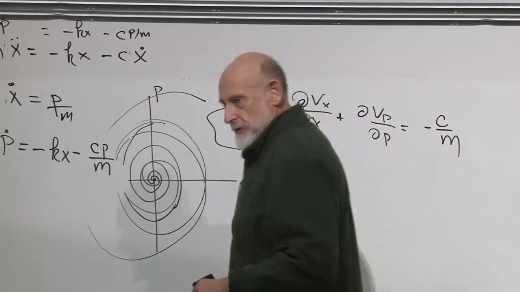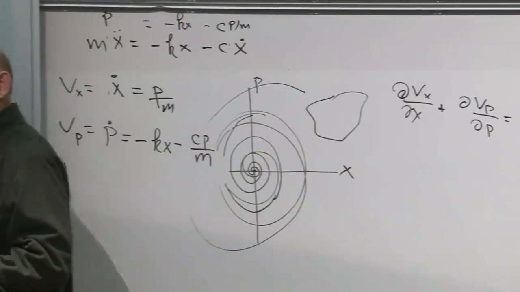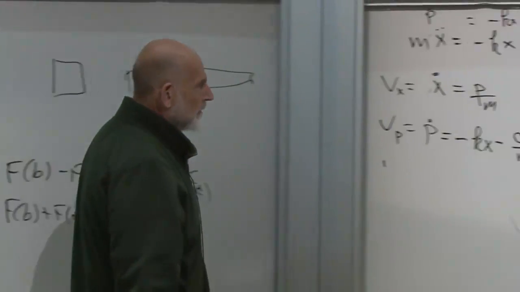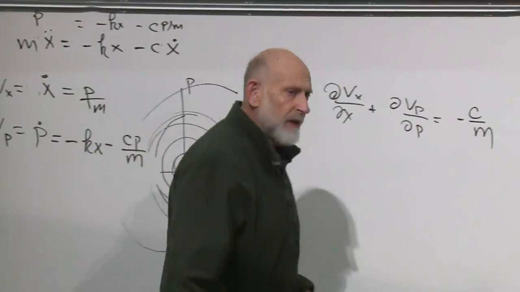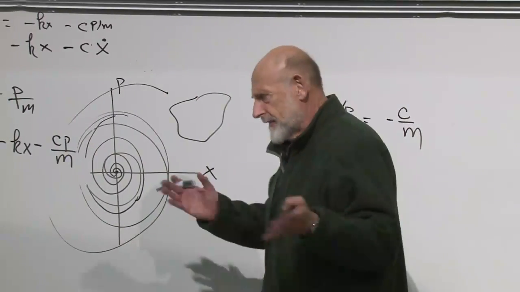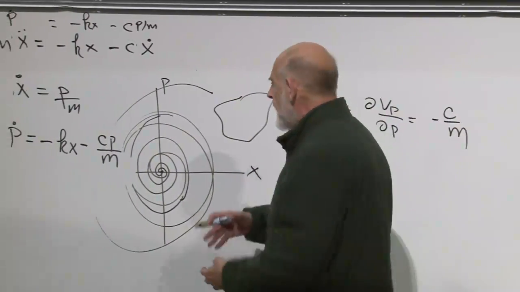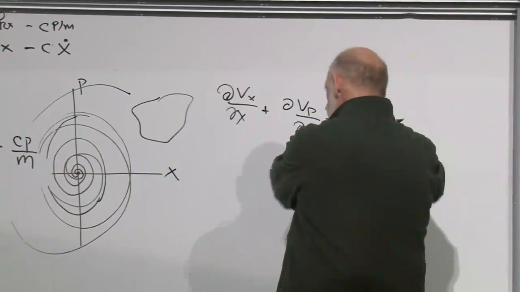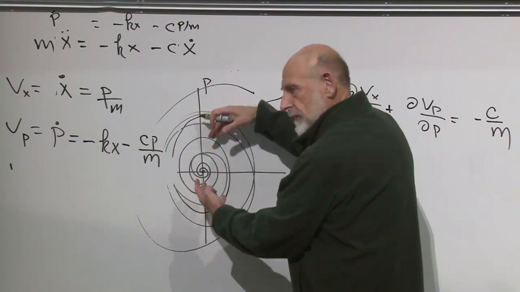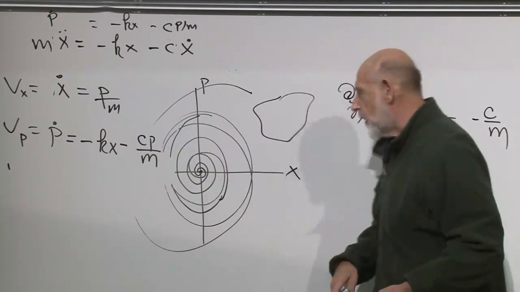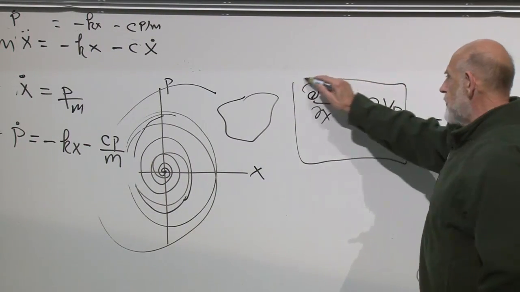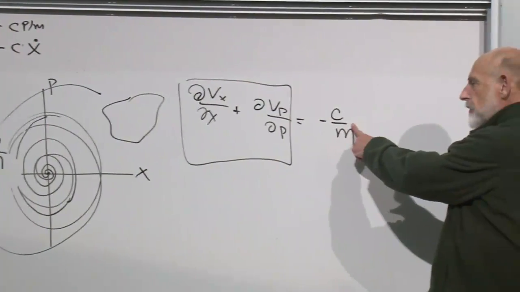So the divergence is not 0. In fact, the divergence is negative. That means the flow vectors are pointing inward, not diverging, they're converging, and it's this over here, the velocity divergence, which is pushing everything into the origin. So we find consistency. The divergence of the fluid is not 0 if there's a viscous force.